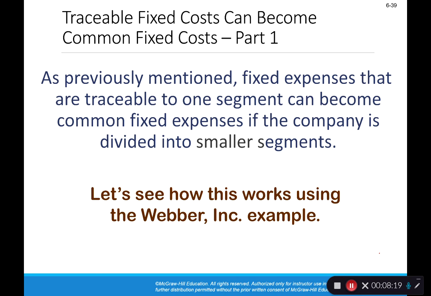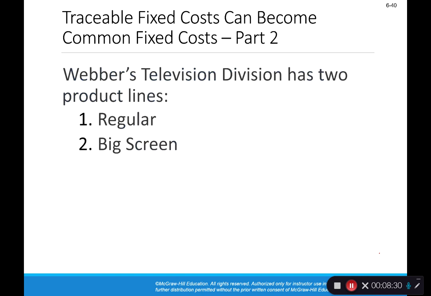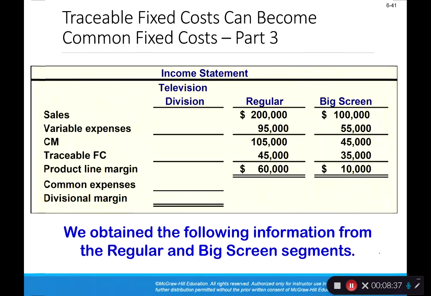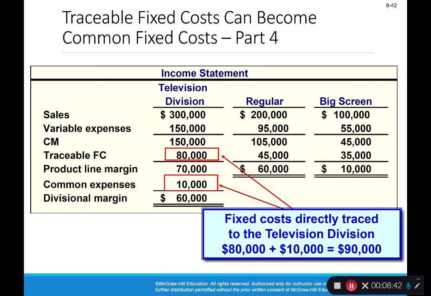As we already mentioned, the traceable fixed cost for one segment can become common fixed cost if the company is divided into smaller segments. So let's look at a quick example for Weber. Weber's television division, which is one of the divisions we just looked at, can be broken up into their product lines, regular and big screen. So when we do that, we could see that the $90,000 in fixed costs have to get broken up further. Now, they would have to give us that information. We'd have no way to know this.